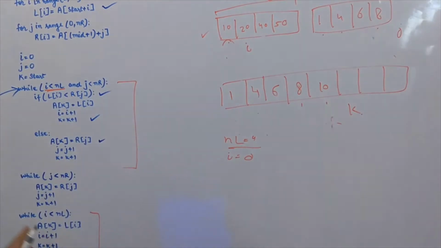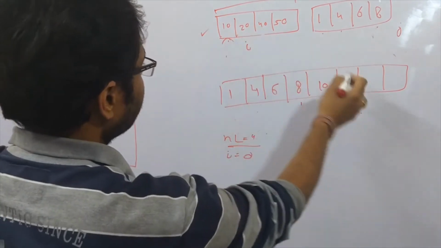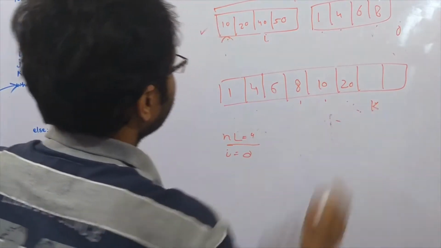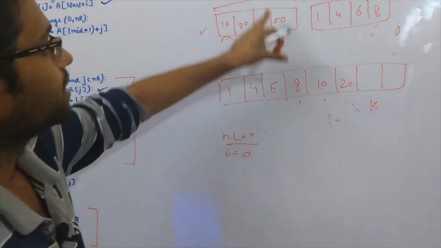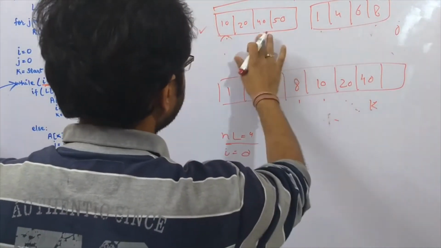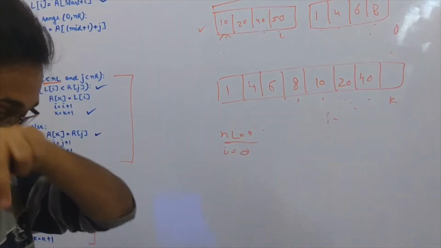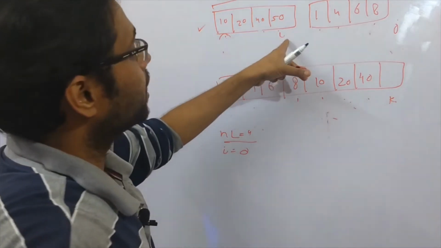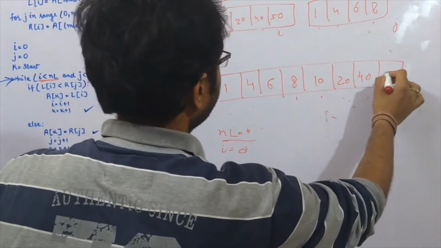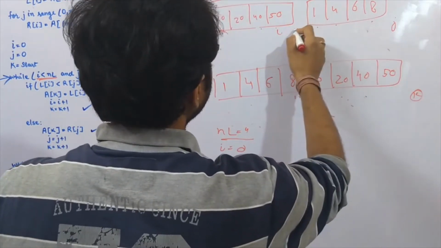Now I is still less than NL. So 20 is placed here. Now I will be incremented and K will be incremented. Again it is checking I is less than NL. Yes, I is less than the length of the array. So it will copy the next element, increment I and increment K. Next it checks I is less than the length of the array. Yes, so it will put the element here and increment K and increment I.